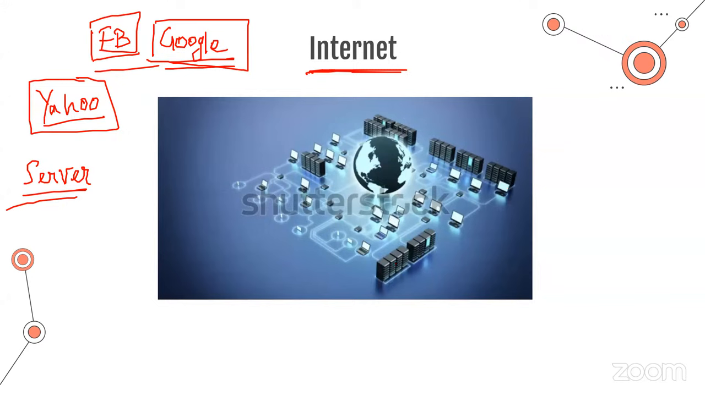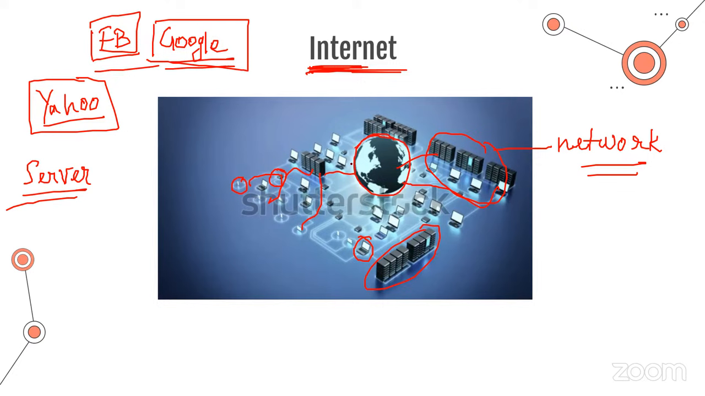Like just in this diagram, for example, you can see there are servers, there are laptops, there are mobile phones, there are other devices. If you see, you can see they are basically connected, and all of them are forming a small network of their own. And the interconnection of these networks is called internet.